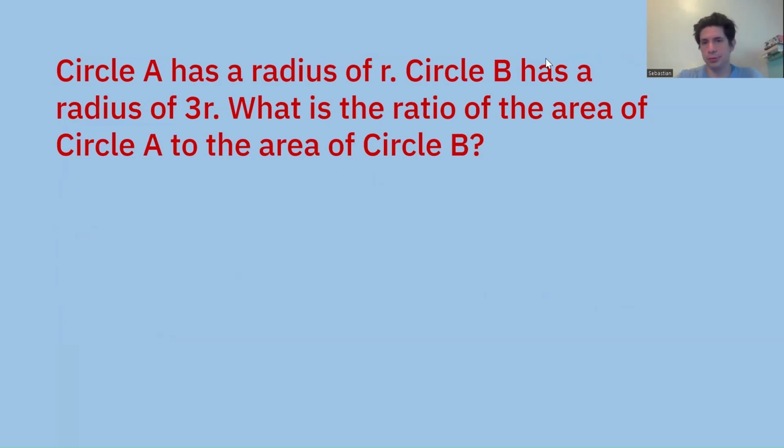We don't actually know the radius, but that's okay. We can use the general formulas. We'll call the first one A, because it's circle A. So A equals pi r squared, and r is just r here. And then B equals pi, instead of r, we're going to do 3r squared. We have to square both parts, so we get 9r squared pi.